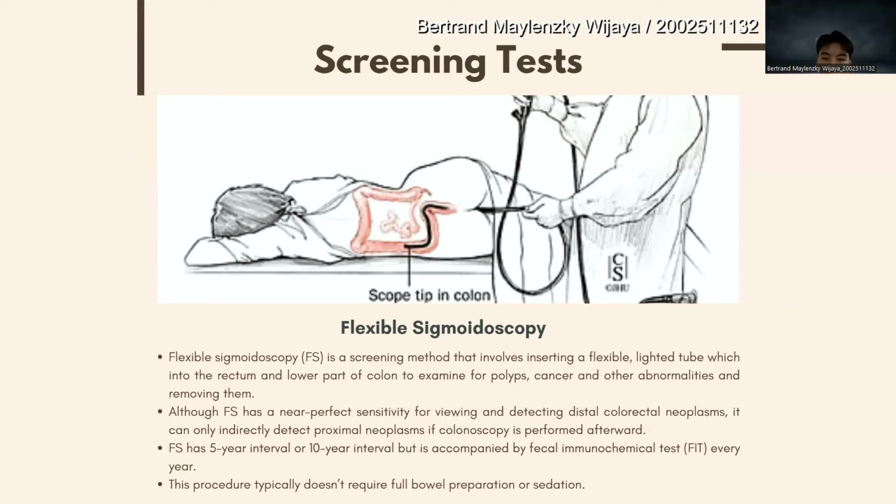The second one is flexible sigmoidoscopy, or FS. FS is a screening method that involves inserting a flexible lighted tube into the rectum and lower part of the colon to examine for polyps, cancer, and other abnormalities, and removing them. Although FS has near perfect sensitivity for viewing and detecting distal colorectal neoplasm, it can only indirectly detect proximal neoplasm if colonoscopy is performed afterward.